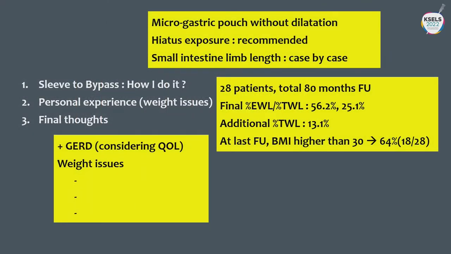So, to summarize the first two topics, technical things if you do sleeve to Roux-en-Y gastric bypass: please make a micro gastric pouch, which is very important. Sleeve gastrectomy is a restrictive procedure, and Roux-en-Y gastric bypass is also a restrictive procedure. So if you want additional weight loss, making a small pouch and small stoma size is very important. And depending on the preoperative study, I recommend the hiatus exposure, which is also very important.